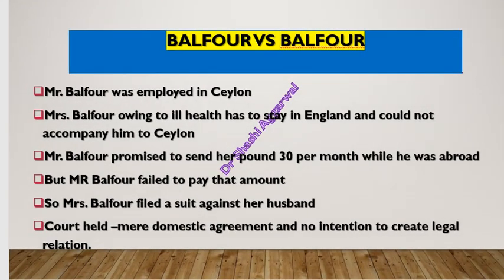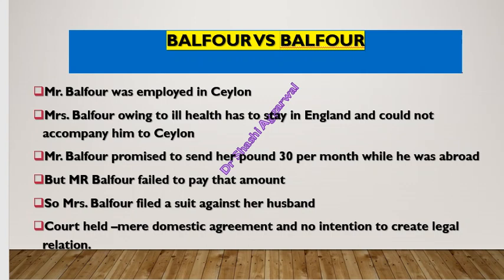Balfour versus Balfour is a famous case. Mr. Balfour was employed in Ceylon. His wife, Mrs. Balfour, due to ill health, had to stay in England. She could not accompany him to Ceylon. So Mr. Balfour promised to send her 30 pounds per month while he was abroad. But Mr. Balfour failed to pay that amount. So Mrs. Balfour went to the court and filed a suit against her husband.